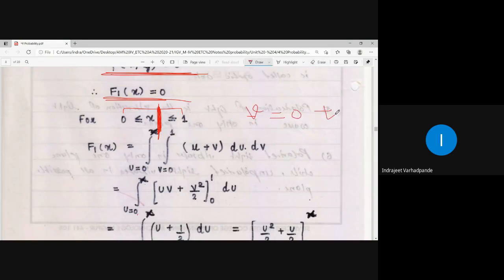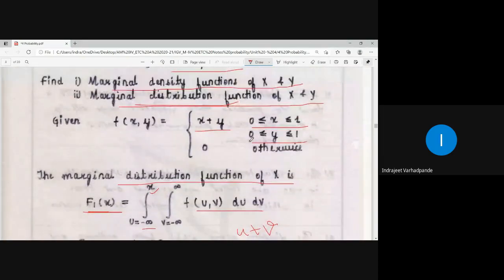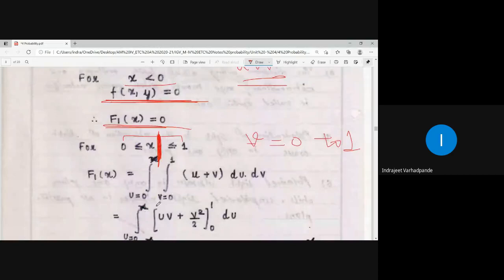But what is the range of v? The range of v is 0 to 1 because y is moving from 0 to 1. So how will the integration be done here? The integration will be done as u varying from 0 to x so that your answer is in the form of x, and v will be integrated between 0 to 1.